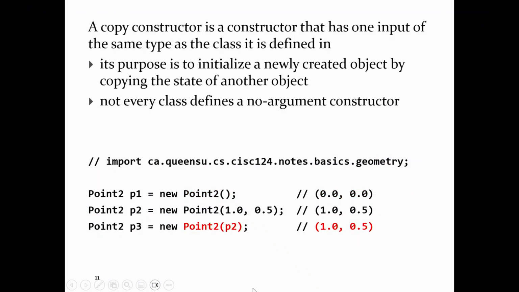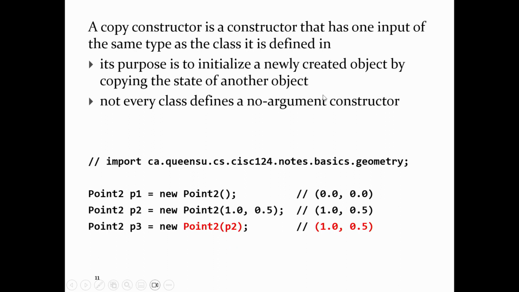Did I miss one? No. That third constructor down here, right, is called the copy constructor. Right? It's called a copy constructor because the argument that you pass in has the exact same type as the class itself, right? Or is the same type as the constructor. Right? So here you're going to pass in a Point2 object.